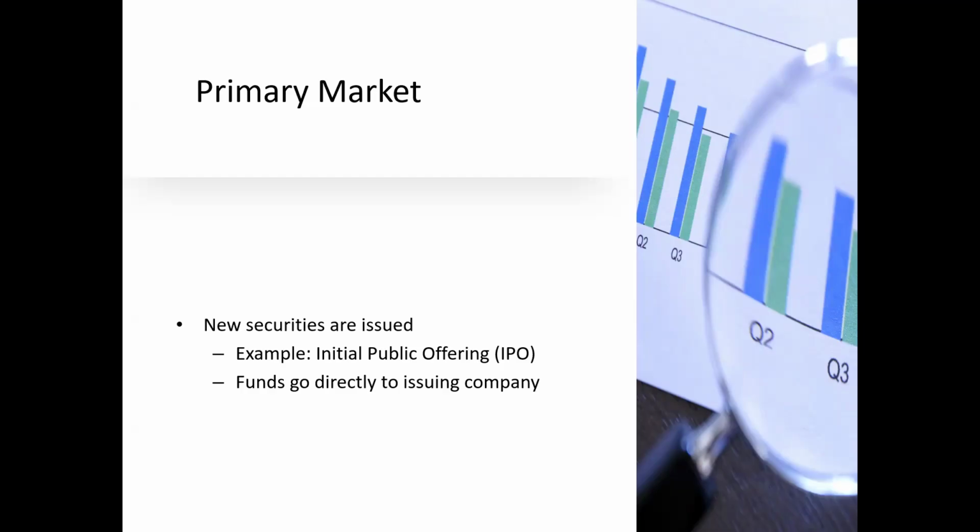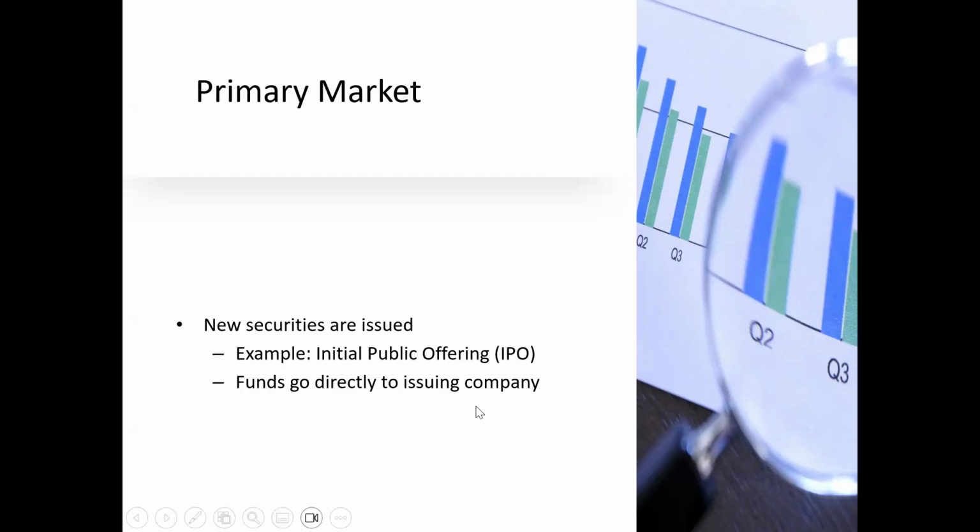So most recently, I think Car Bank did some not long ago. They came into the market to trade new shares. This is what we call a public offering, okay? Initial public offering. So the initial shares that the firm will introduce, that is what we are giving as an example here. Funds go directly to the issuing company, okay?